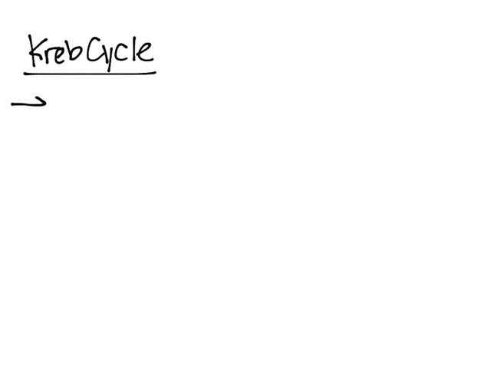So in this video I will be talking about the Krebs cycle and how it occurs. So the Krebs cycle. So first let's get an overview. So the Krebs cycle occurs in the matrix of the mitochondria.